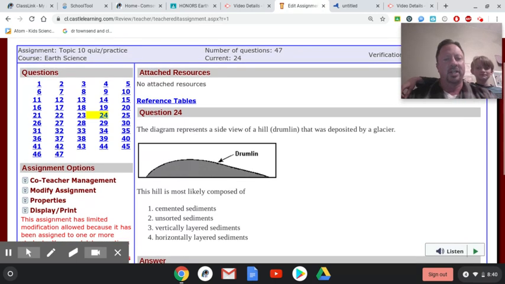24. We've got a drumlin. Remember, left behind by glaciers. We just said glaciers have all sizes and shapes of sediment. So it's going to be unsorted sediments.